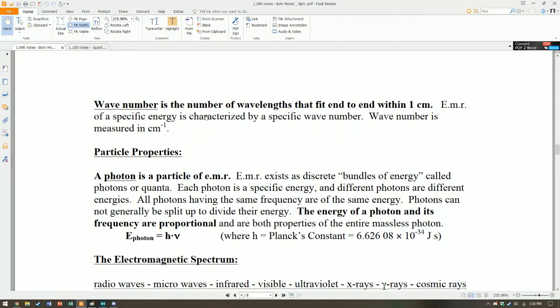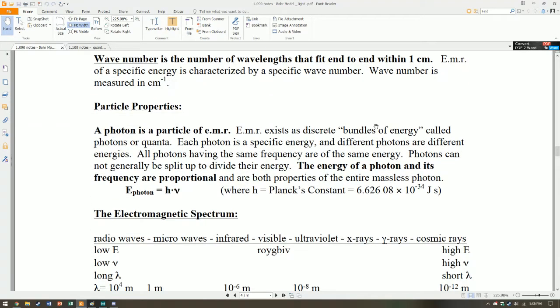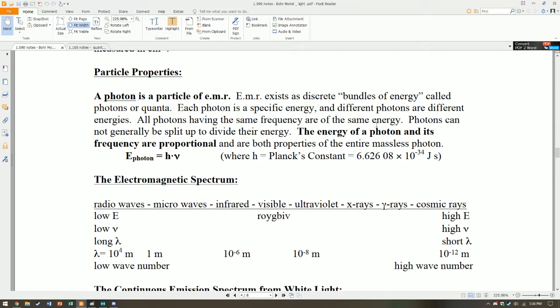Wave number is just how many wavelengths fit in 1 centimeter. What makes a photon a particle, however, is that they exist in discrete bundles of energy called photons, and they travel much like a particle would. If you go on to study physics, you'll study the photoelectric effect. Essentially, they behave like particles because they displace.